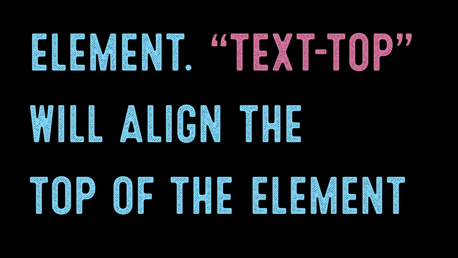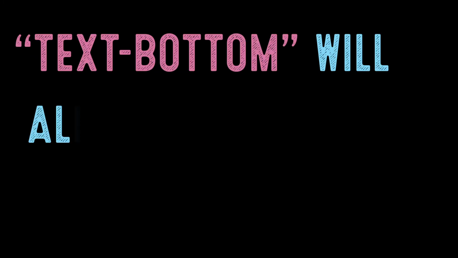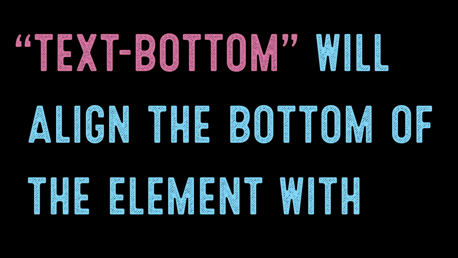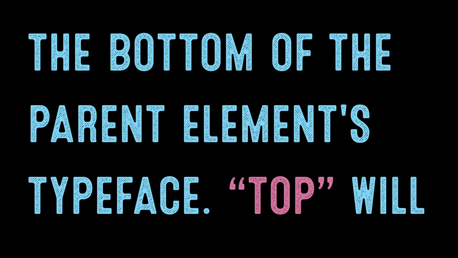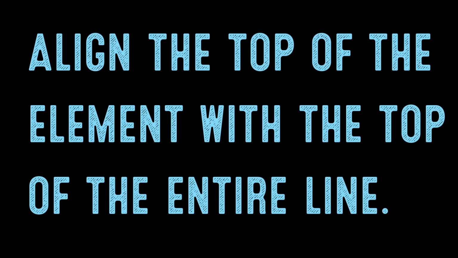Text top will align the top of an element with the top of the parent element's typeface. Text bottom will align the bottom of an element with the bottom of the parent element's typeface. Top will align the top of an element with the top of the entire line.